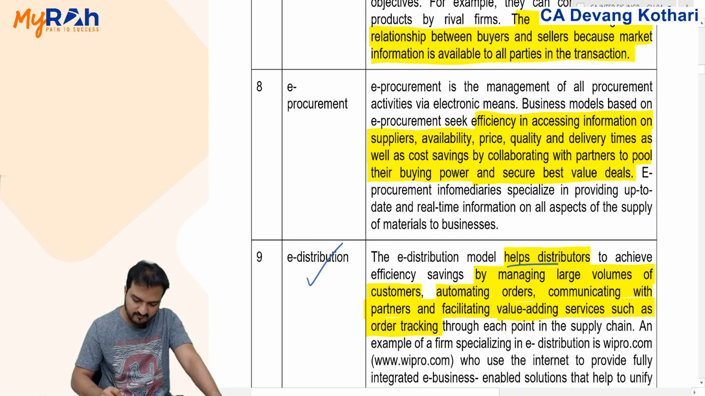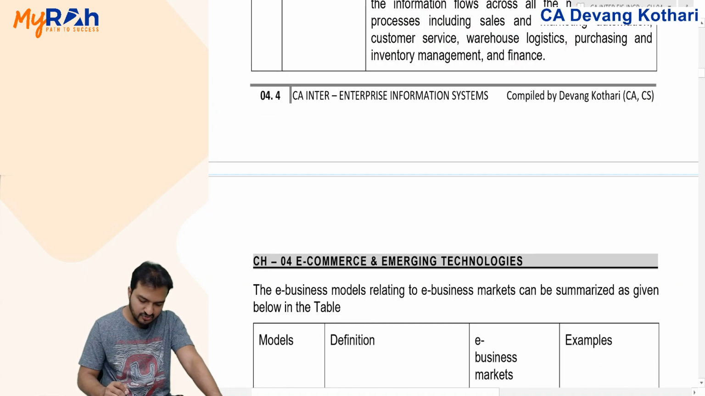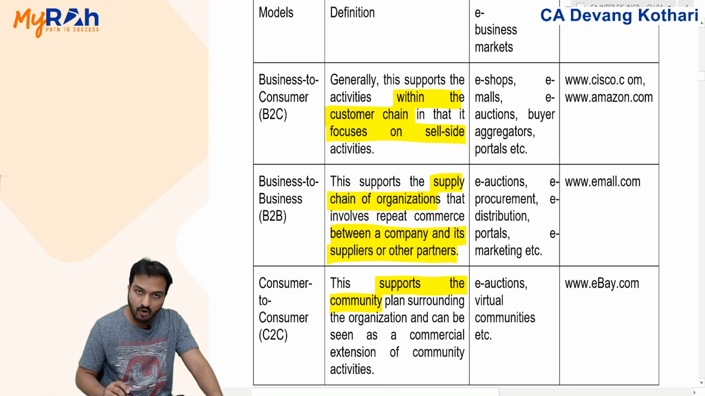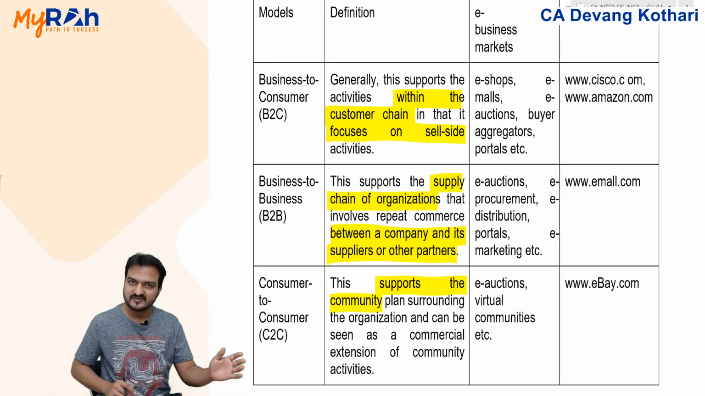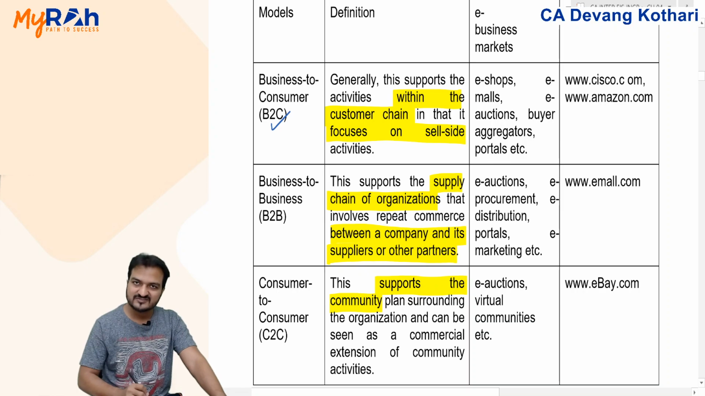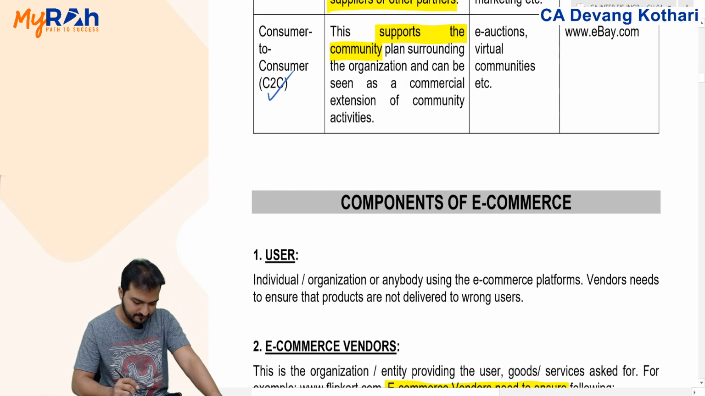E-distribution is used by the distributors for managing the large number of customers that they have, automating orders, communicating with partners, order tracking and all. In short, it is used by the distributors. All these different models of e-commerce can be classified under these three categories here: B2C, business to consumer, business to business, and consumer to consumer.